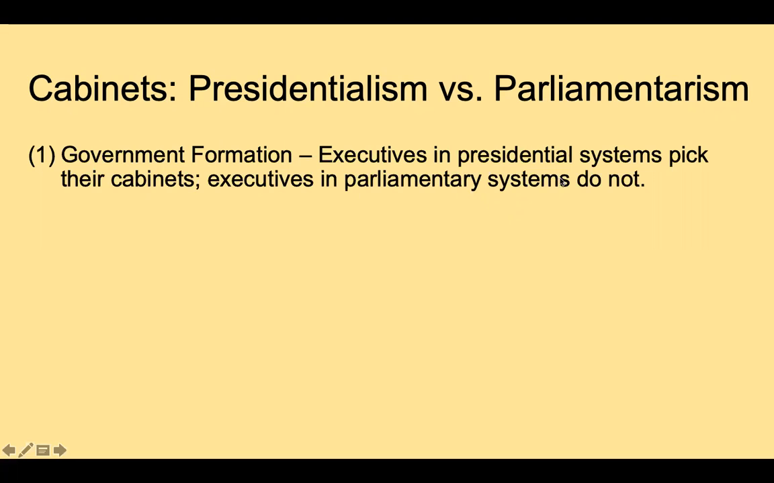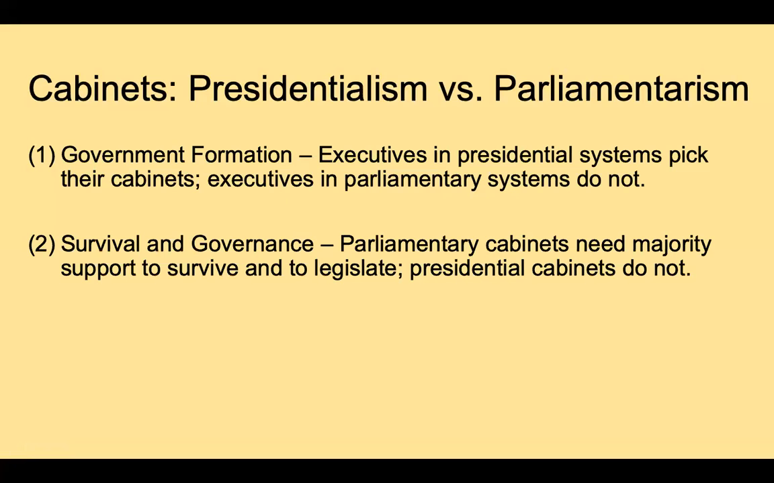Now, executives in parliamentary systems, on the other hand, do not. They do not pick their cabinets. They are themselves picked by the legislative majority, or the legislative constituency that forms the government after the conclusion of the legislative elections. That's a key difference. That means that presidents in presidential systems are much more powerful than prime ministers in parliamentary systems with regard to their influence over government formation.